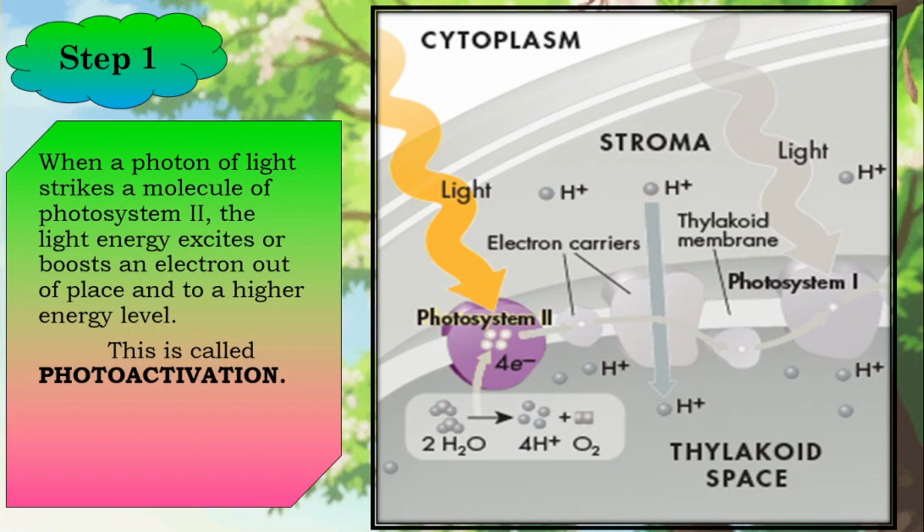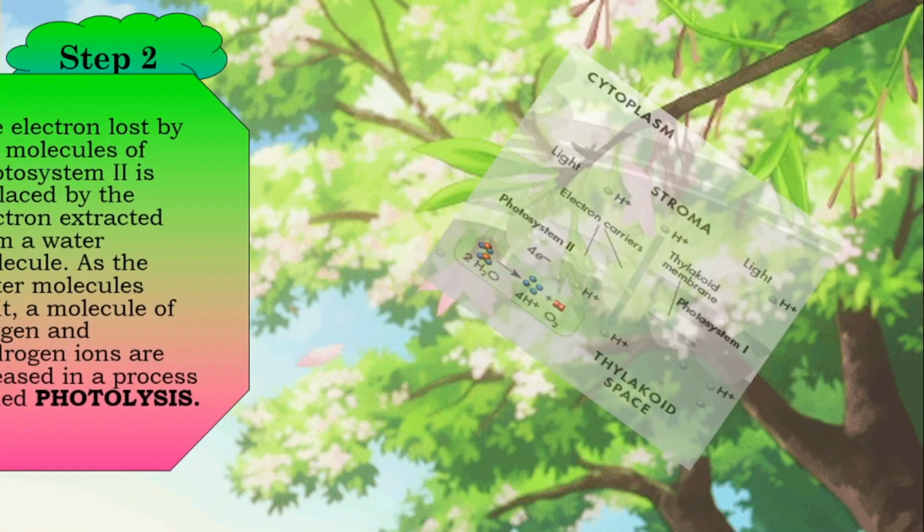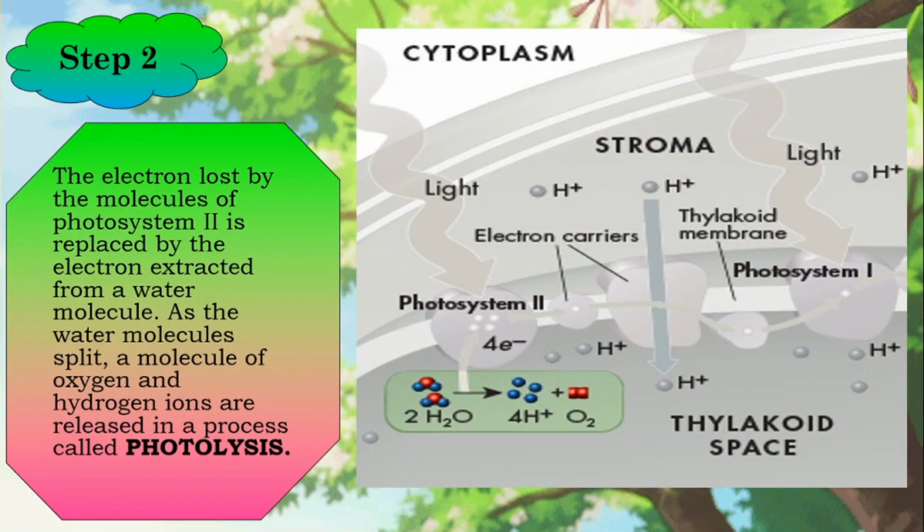Step 1 of the light-dependent reactions. When a photon of light strikes a molecule of photosystem 2, the light energy excites or boosts an electron out of place to a higher energy level. This is called photoactivation. Step 2. The electron lost by the molecules of photosystem 2 is replaced by an electron extracted from a water molecule.